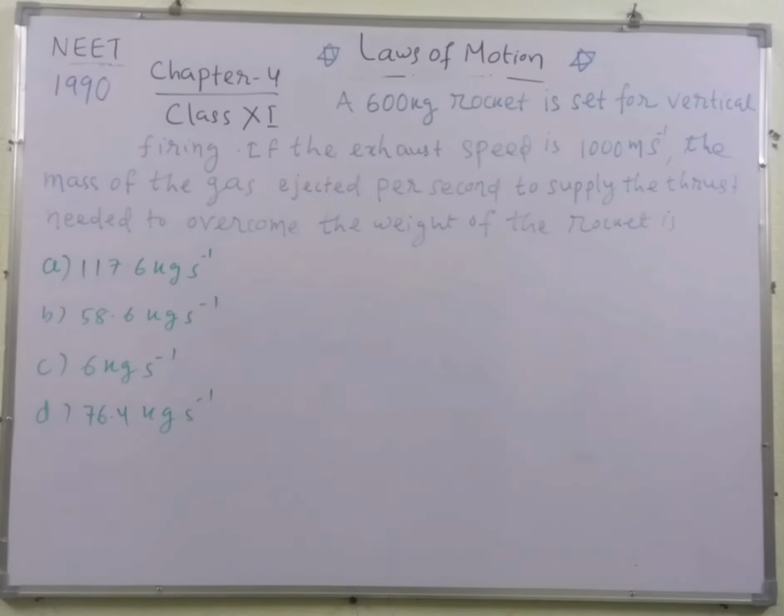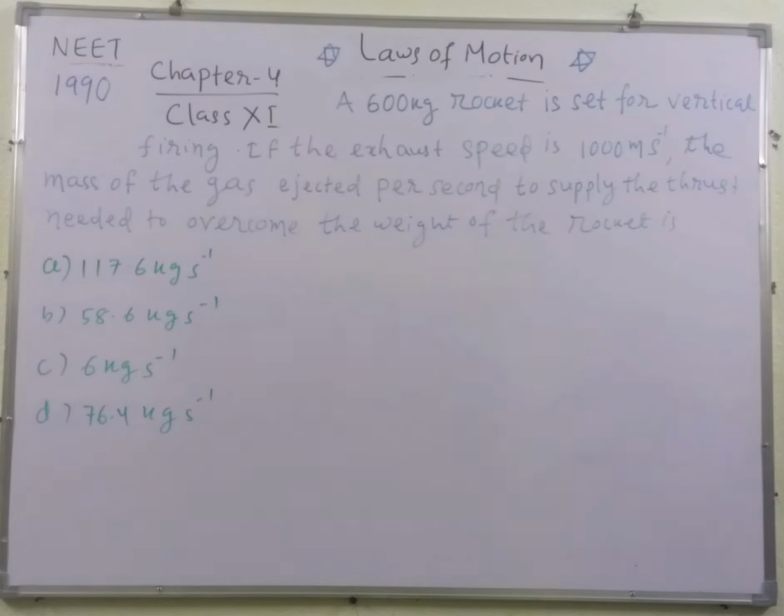Students, this question was asked in the year 1990 from chapter 4 of class 11, that is from the chapter of laws of motion. A 600 kg rocket is set for vertical firing. If the exhaust speed is 1000 meter per second, the mass of the gas ejected per second to supply the thrust needed to overcome the weight of the rocket is how much, students?